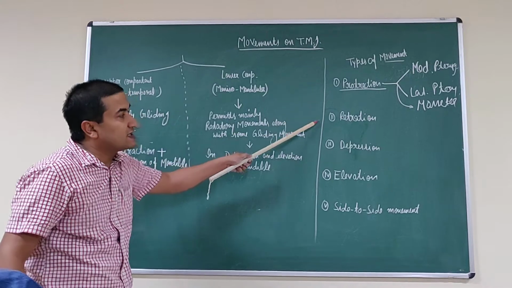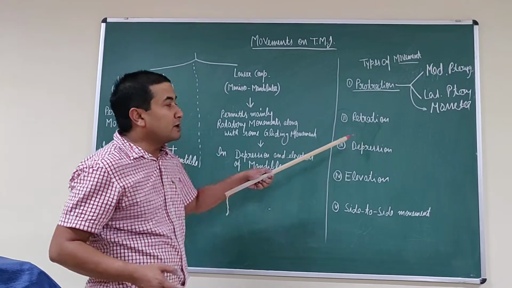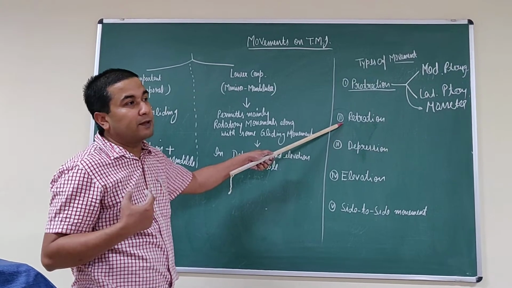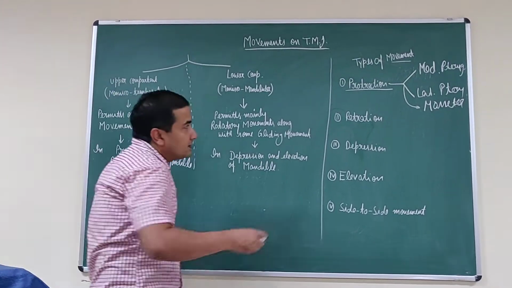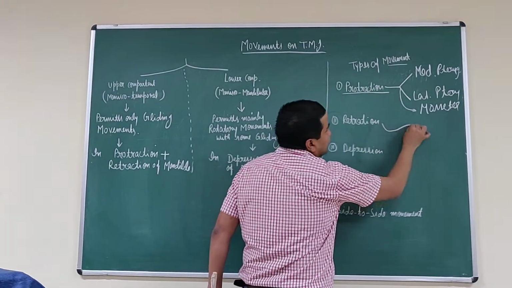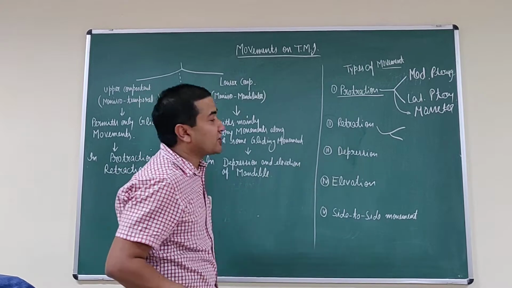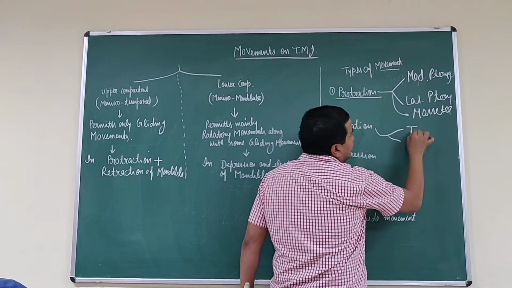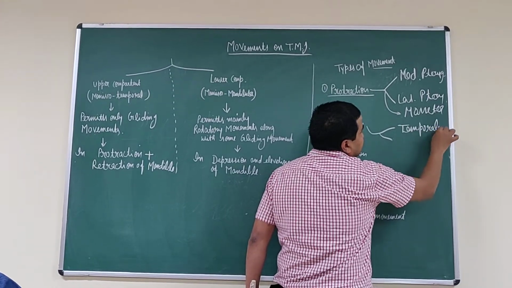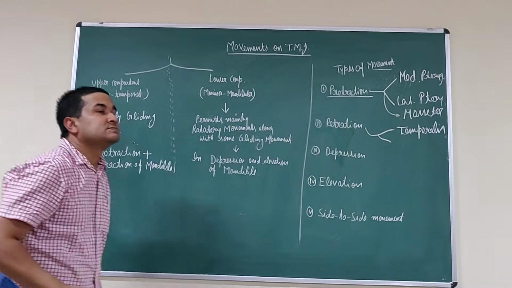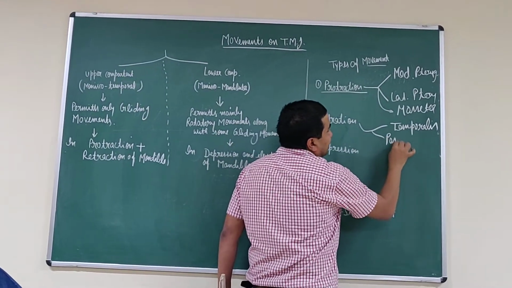Its opposite is the retraction. The mandible comes back to the normal position, the backward movement of the mandible, and this also occurs on this compartment. And this retraction is mainly done by the muscles of mastication: the posterior fibers of the temporalis, then the posterior fibers of the masseter.